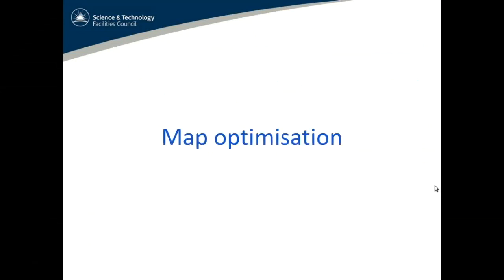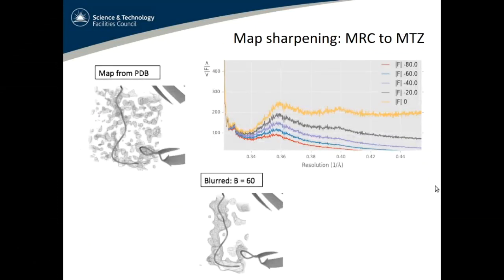So let's get started with a look at the map optimization tools. The simplest one of these we have is still called MRC to MTZ. As I said, the name's a bit cryptic.